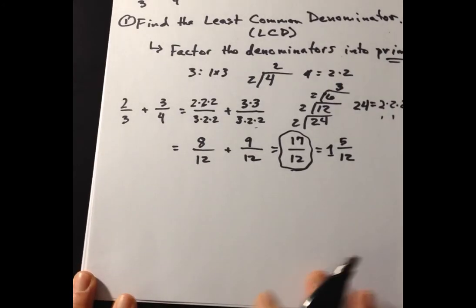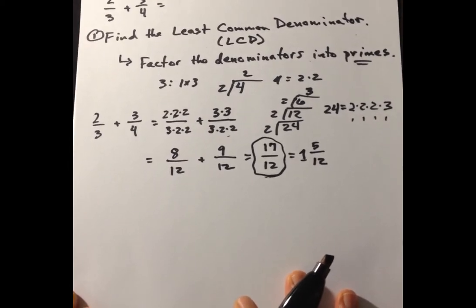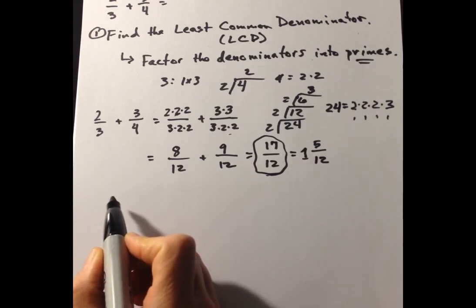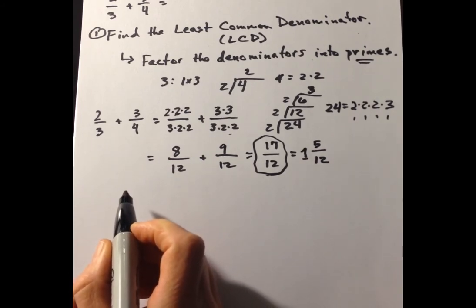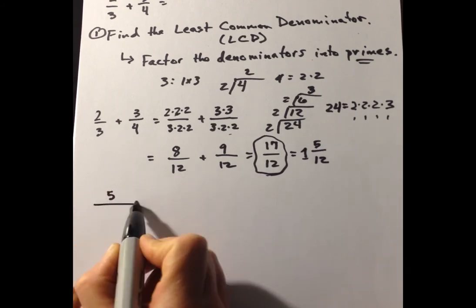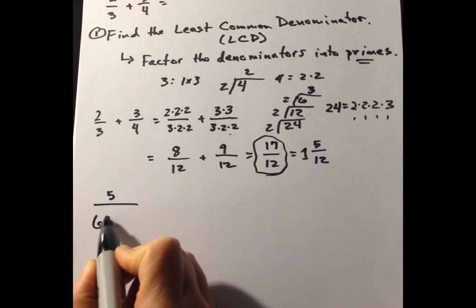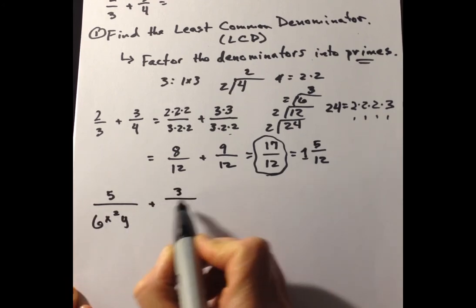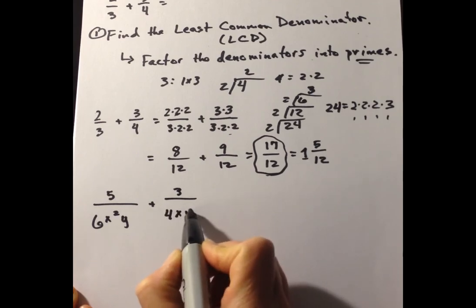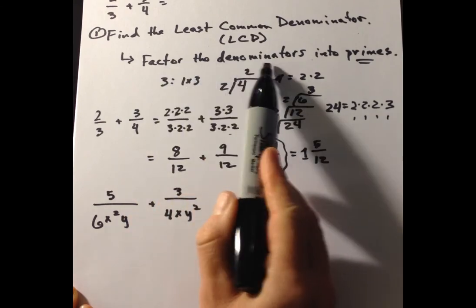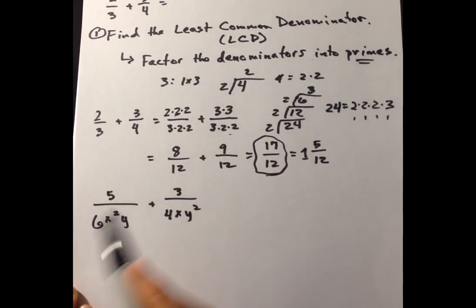To do this with expressions now, with rational expressions, we have to do the same thing. So say we have something like, what's a good example? Say 5 over 6x squared y plus 3 over 4xy squared. So once again, we need to factor the denominators into primes.